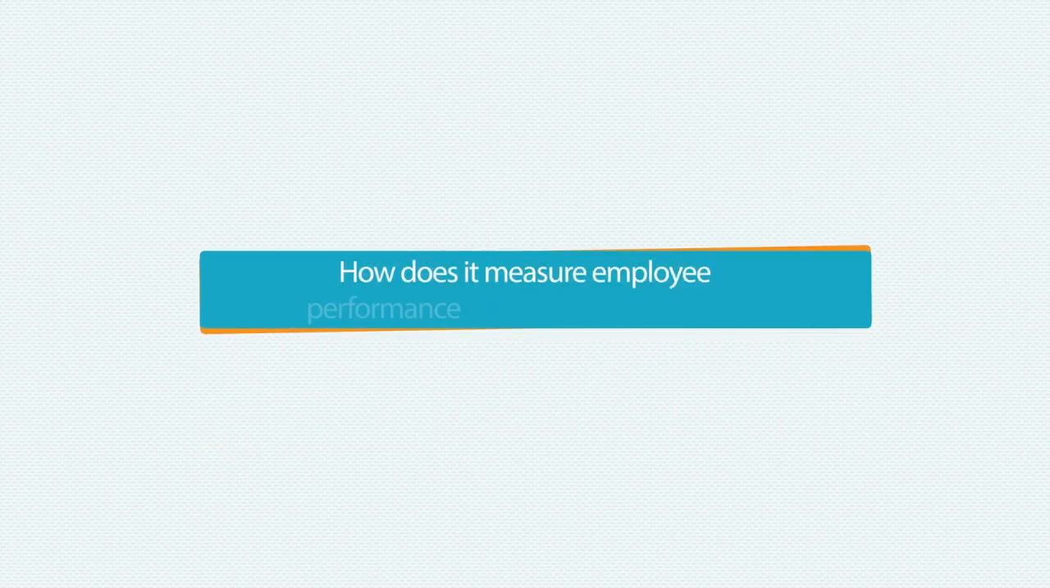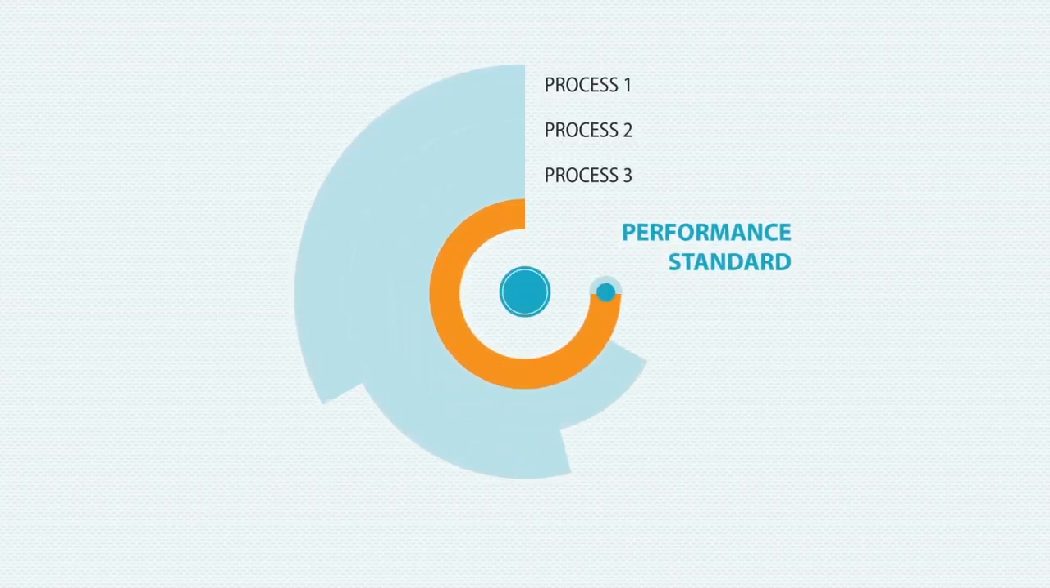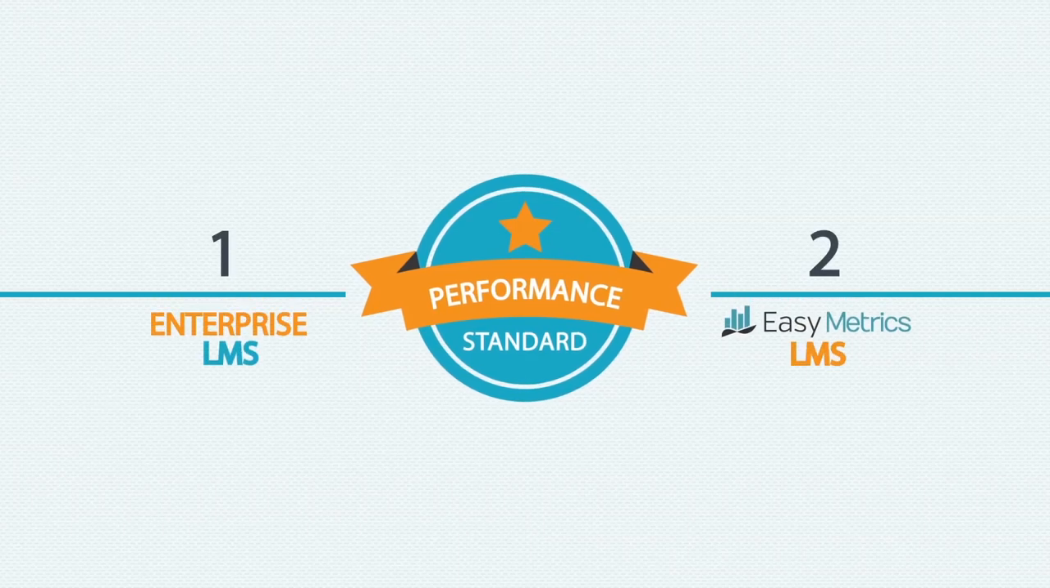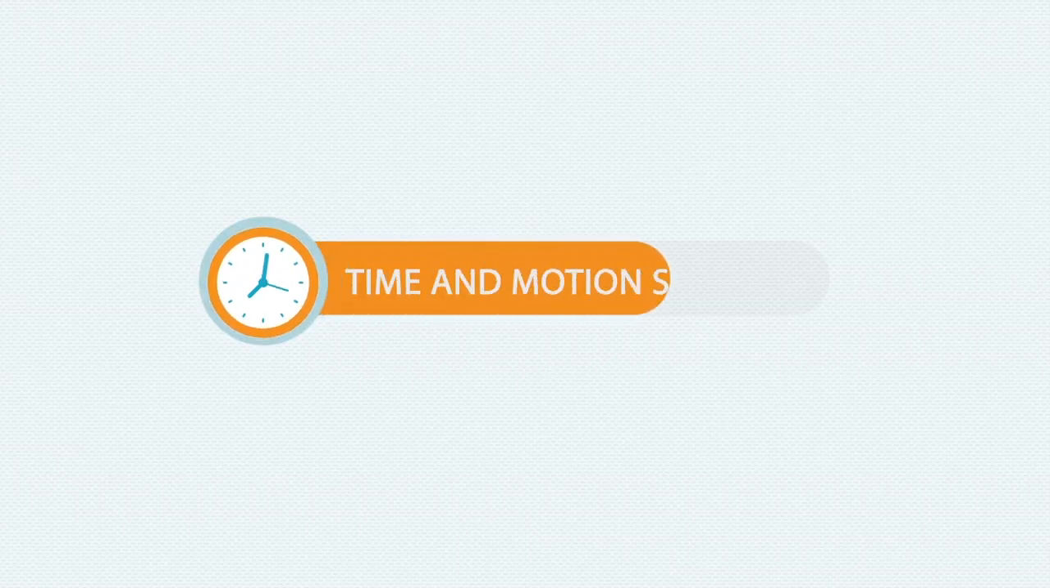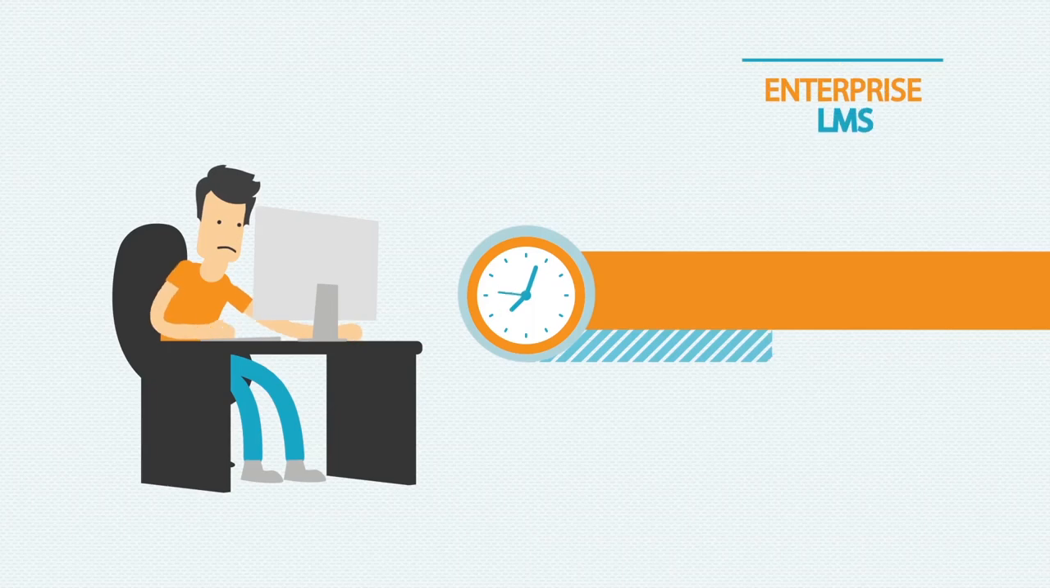How does it measure employee performance and productivity levels? First, an acceptable performance level is defined for each process or type of work that is being done. A performance standard for each process is found in one of two ways. One, the classic way involves industrial engineers conducting time and motion studies. Engineers will spend about 10 hours measuring every process. Enterprise LMSs are typically set up this way.